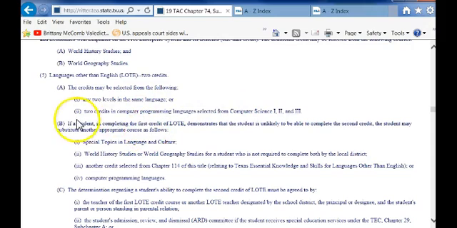Now, say that you have a student completing the first credit of LOTE, meaning that if you have a student in Spanish, they would have to have completed and been awarded a single credit in LOTE. They demonstrate they're unlikely or unable to complete the second credit. The student may substitute another appropriate course as follows.